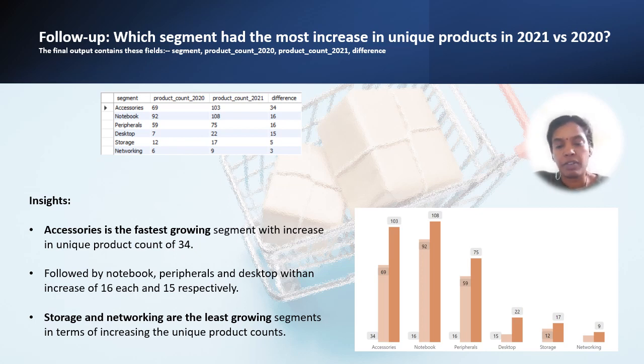You can see from the visual here that accessories is the fastest growing segment with an introduction of 34 new products, followed by notebook, peripherals and desktop. They have almost the same number of new products introduced, but storage and networking are the least growing segments.